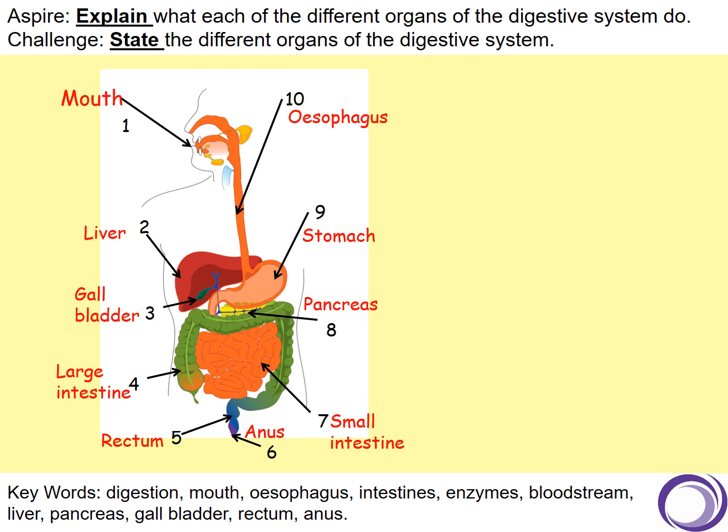When the food reaches the small intestine, this is where the food molecules are small enough to be absorbed into the bloodstream, where they are then distributed around the body to all our cells, giving them the nutrients that they need. Then, once the food has passed through the small intestine, it passes into the large intestine, where water is reabsorbed back into the body. The undigested food then gets stored inside the rectum, and then it leaves the body through the anus.